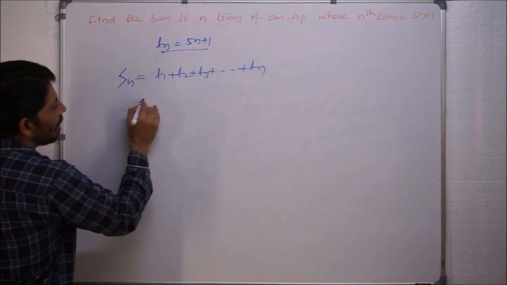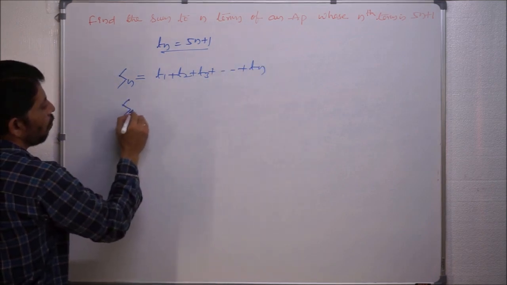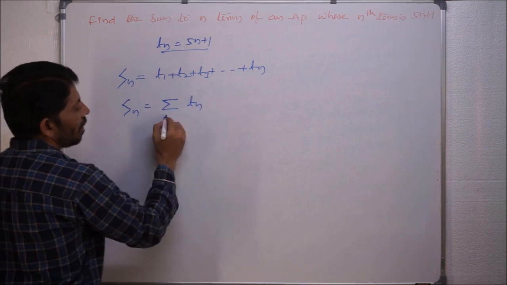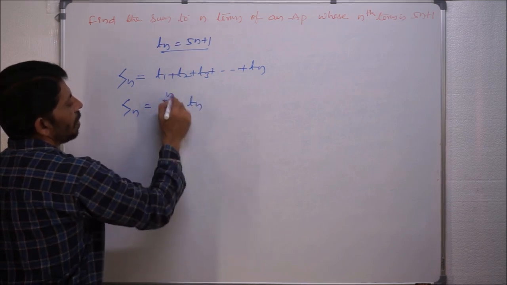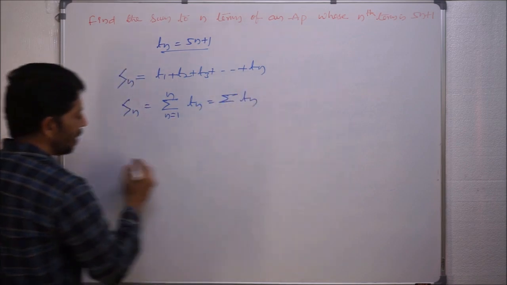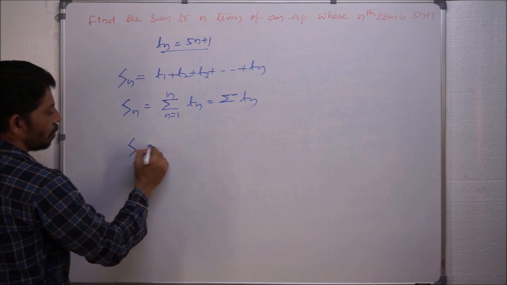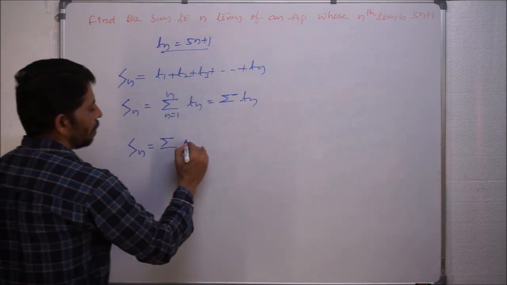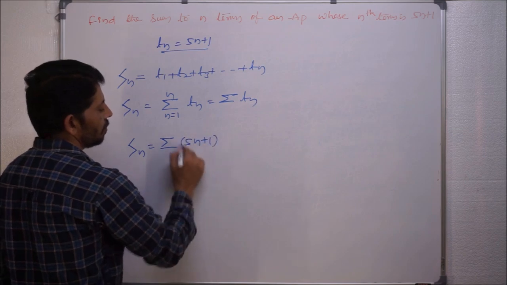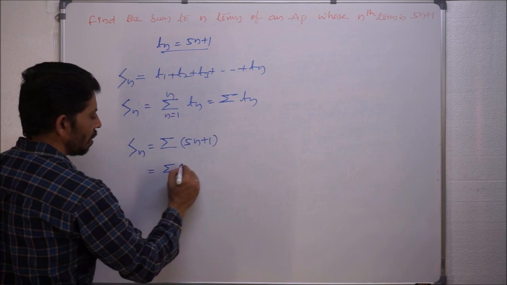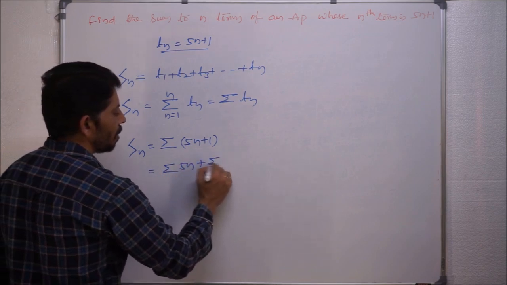So this I'll write as Sn equals summation of Tn where n equals 1 to n. So simply we can write summation of Tn. And in this problem, Sn equals summation of, what is Tn? Tn is 5n plus 1, right? It can be written as summation of 5n plus summation of 1.